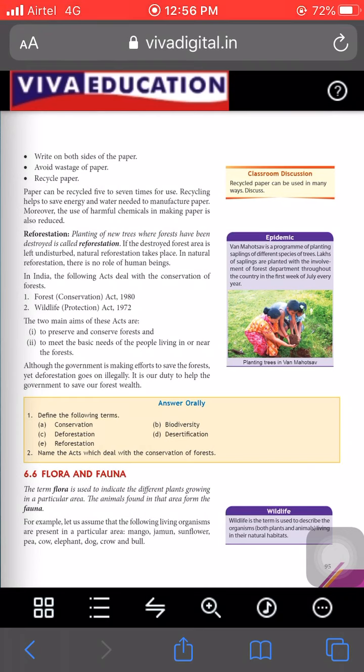Okay, reforestation is the planting of new trees where forests have been destroyed. Okay, next, in India the following acts deal with the conservation of forests. Means the government makes special rules or acts to conserve forest life or wildlife. So the first is the Forest Conservation Act 1980 and the second is the Wildlife Protection Act made in 1972. The main objective of these two acts is to conserve the forests and wildlife of the living organisms.